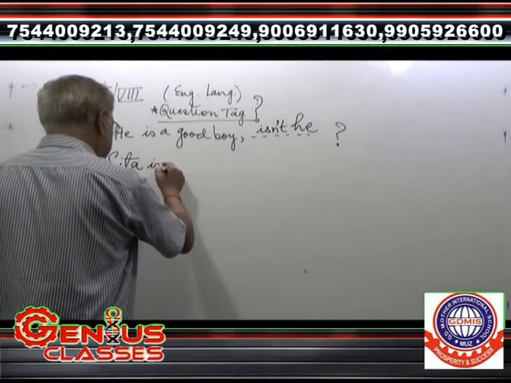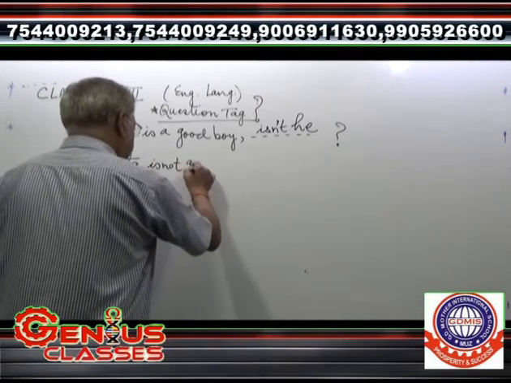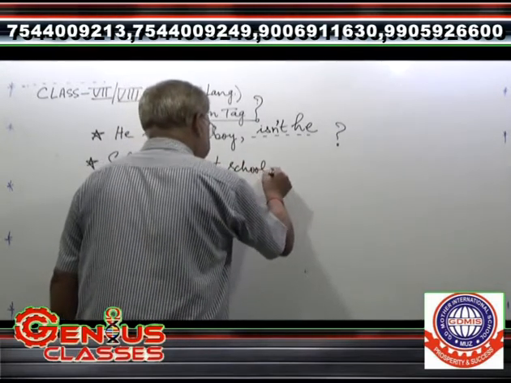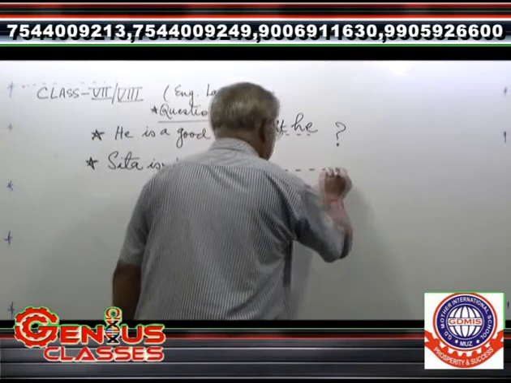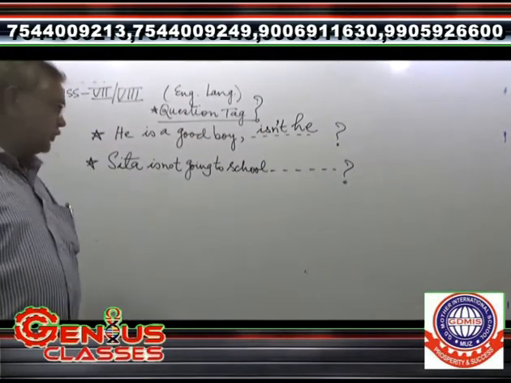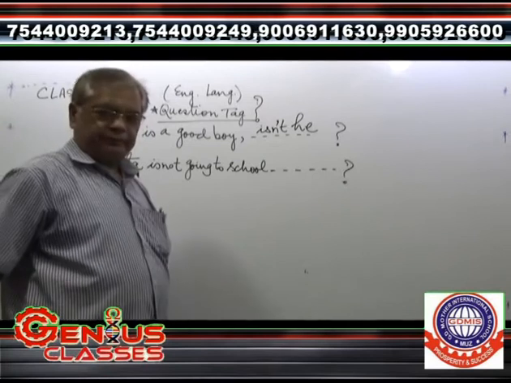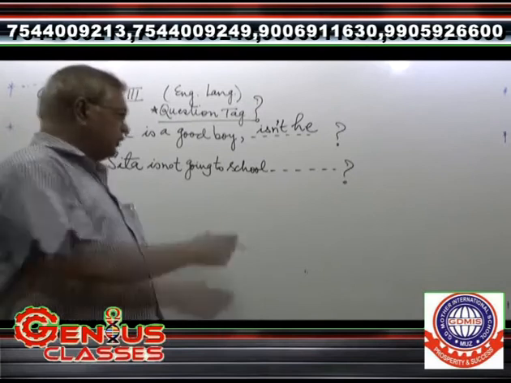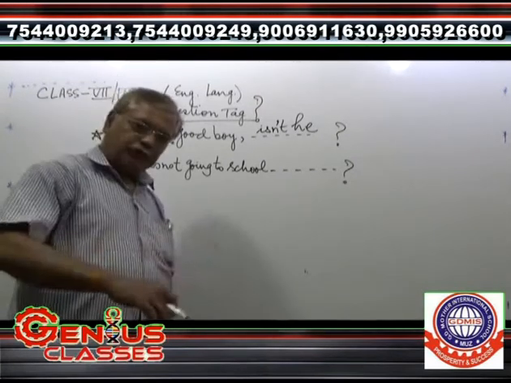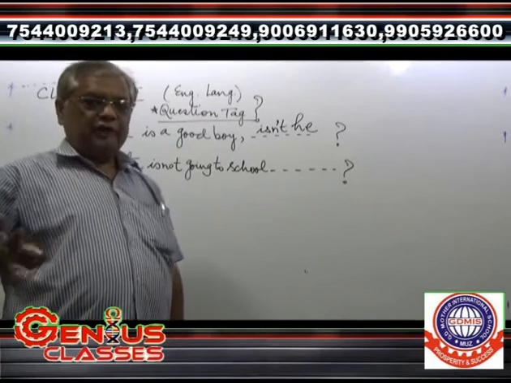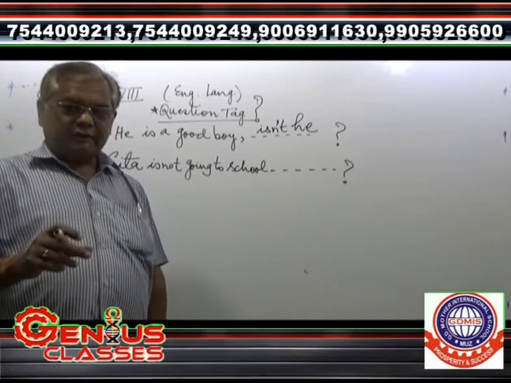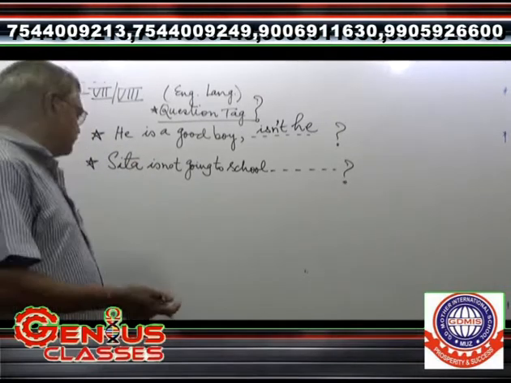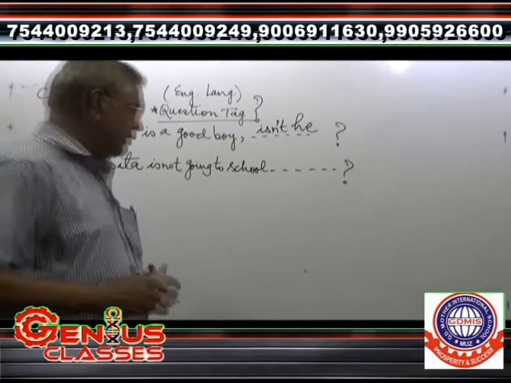Sita is not going to school. Sita is not going to school. So this is a negative sentence. If it is a negative sentence, then the positive question tag should be used. So that negative word, not, should not be written. Only the helping verb or the modal. You are looking over here, is is a helping verb, that should be written.